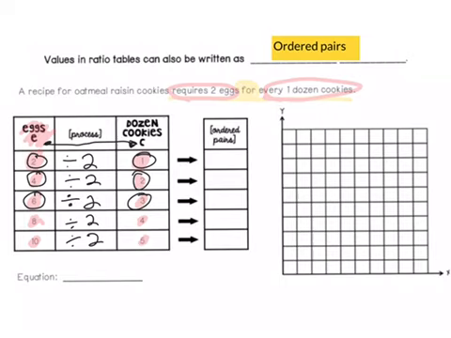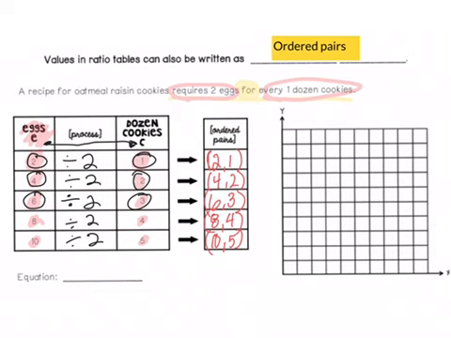Now we're going to take our values from our ratio table and we're going to write them as ordered pairs. So an ordered pair has to have a parentheses and a comma to separate the two values. The first value comes from the first column, the second value comes from the second column. So my first ordered pair is (2, 1). The next one would be (4, 2). The next would be (6, 3), etc. So I'm just looking at my information and making the ordered pairs based on the numbers I already have. And it's important to put parentheses around your ordered pairs.